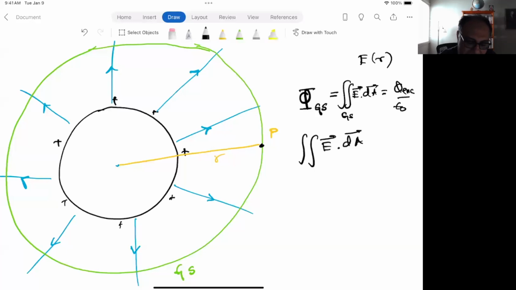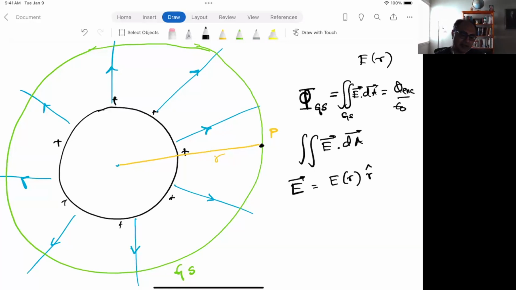First we want to write down the E. The E, we concluded, must have this form: some unknown function of r, which we ultimately want to find out, multiplied by r hat, because it's radially outwards. That makes sense?